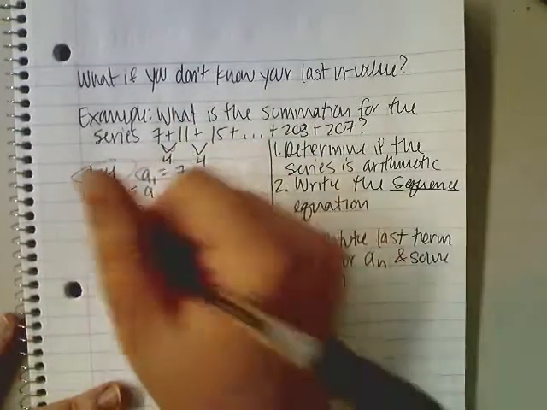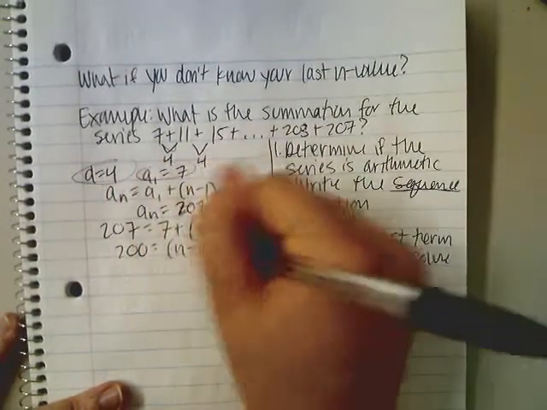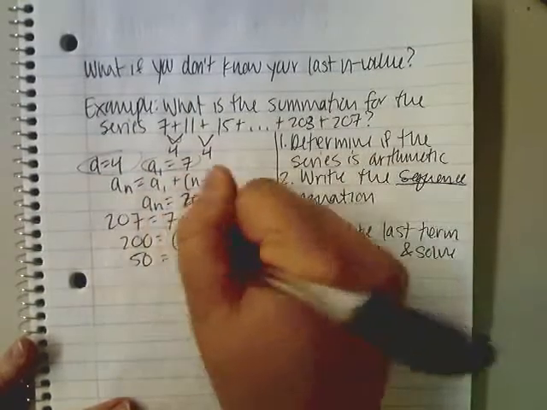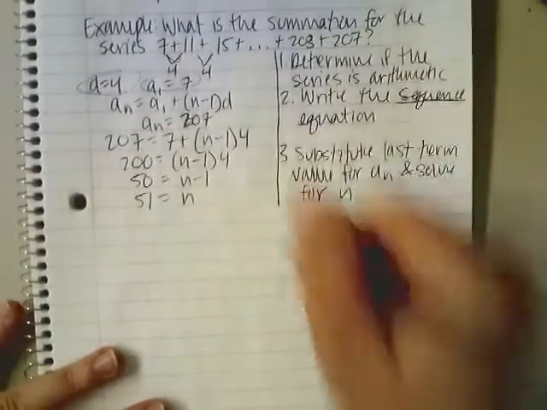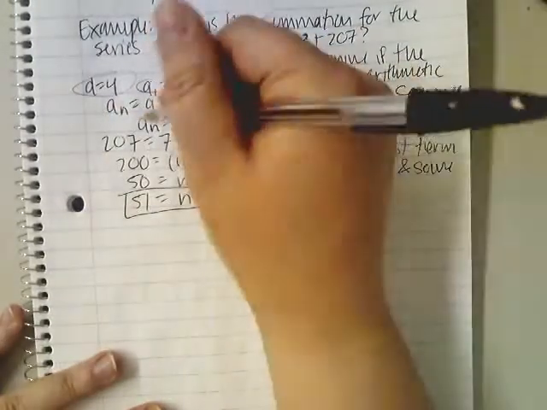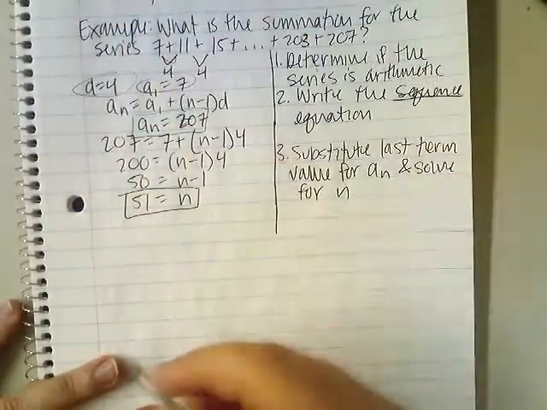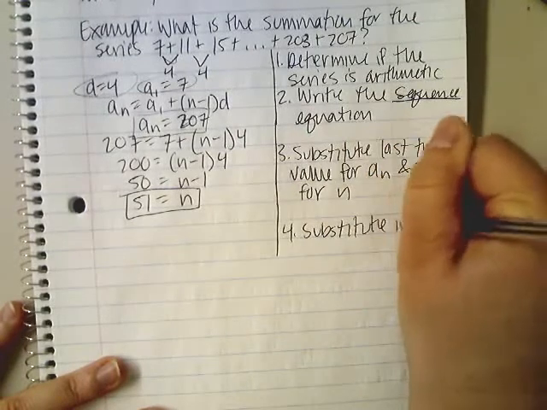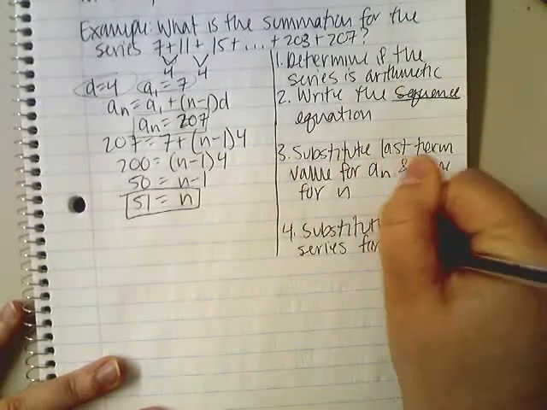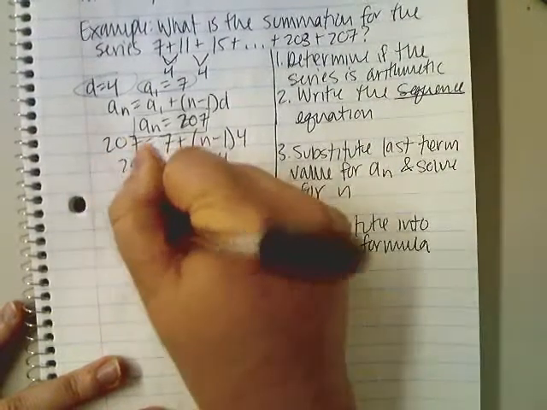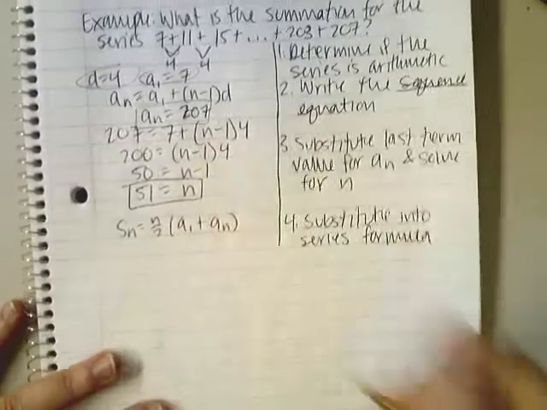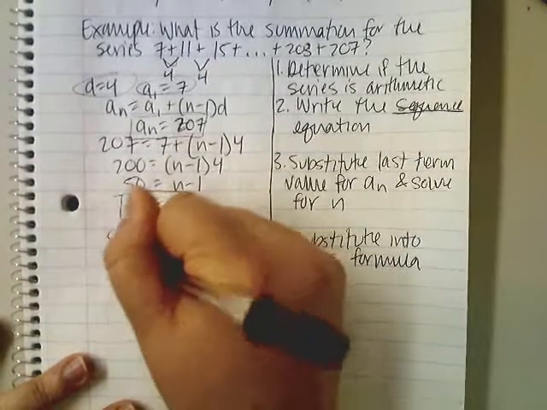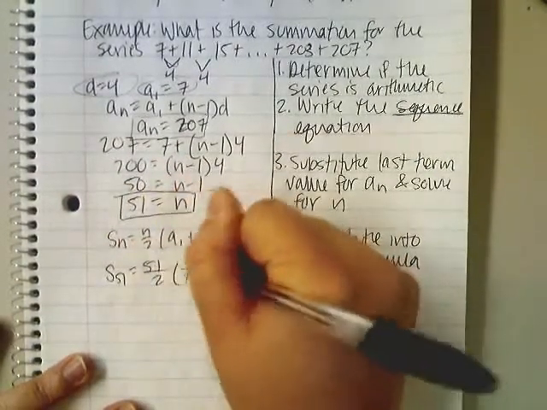If I solve it out, I subtract 7, I get 200 equals n minus 1 times 4. I divide by 4, and I get 50 equals n minus 1. So 51 is equal to n. Now I know all the values I need to substitute into my summation equation. Again, I'll rewrite that for you so you have it in front of you. And now I'm just substituting those values. So S51 is equal to 51 over 2 times 7 plus 207.